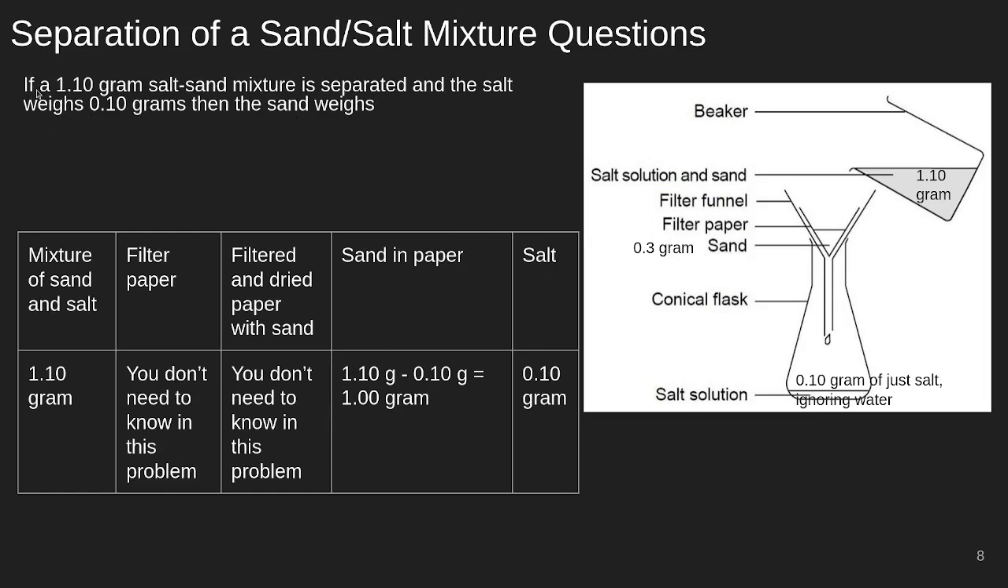Next similar problem, if a 1.1 gram salt sand mixture is separated and the salt weighs 0.1 grams, then the sand weighs what? So we have a mixture of sand salt again. It's 1.10 grams over here. The filter paper, this problem doesn't require you to do any addition or subtraction with it. It just straight up tells you that the salt weighs 0.1 grams. Therefore, of your 1.1 grams starting material, what must the sand weigh? It's 1.1 gram minus 0.1 gram equals 1.